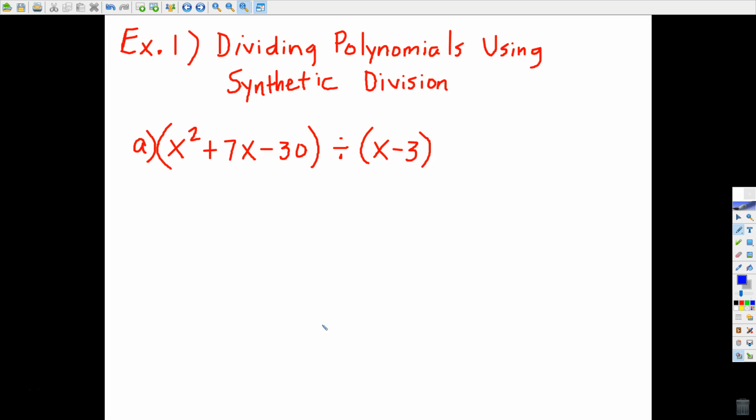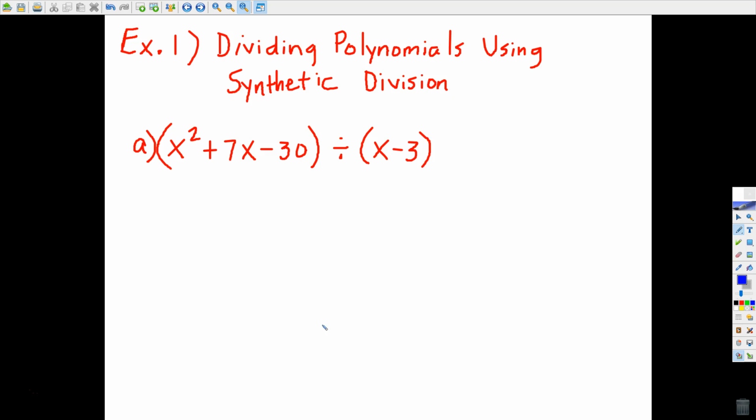Okay? Let me make sure you understand what those two terms mean. Linear, binomial. Linear means you have a variable to the first power, like x. Binomial, of course, means two terms. So only in that situation can you use synthetic division. Long division, you have more flexibility. You can pretty much divide anything you want, but synthetic division isn't that way.